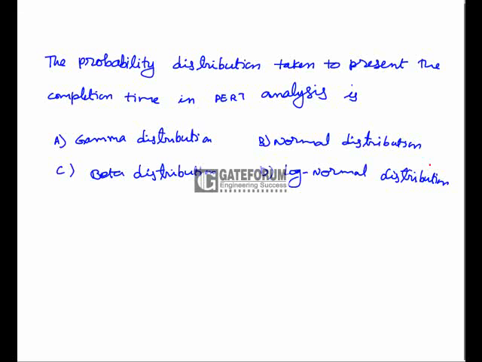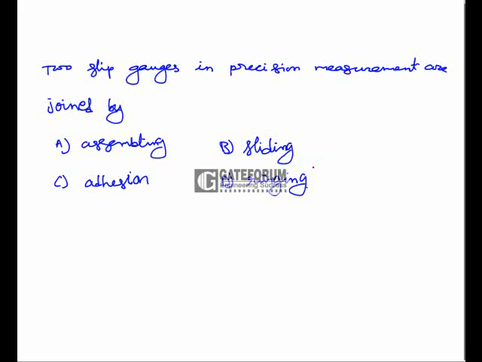Probability distribution taken to present the completion time in PERT analysis is. Here the right answer is normal distribution. Two slip gauges in precision measurement are joined by. Here the right option is ringing.